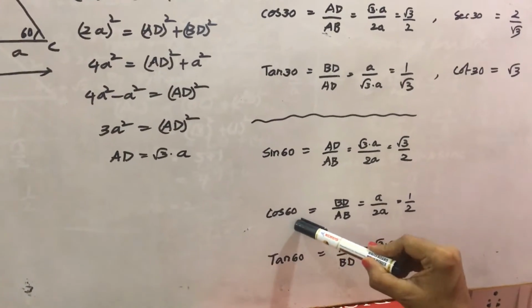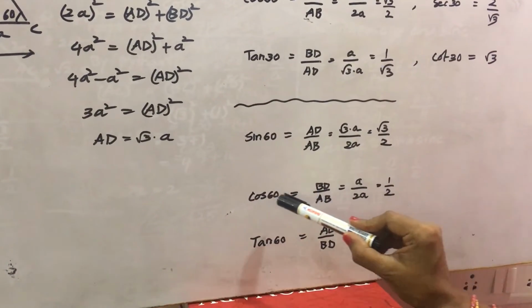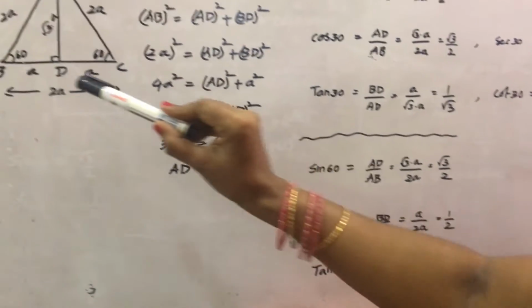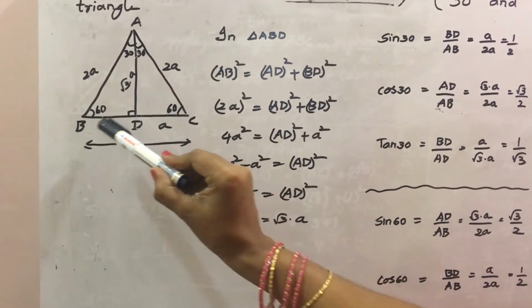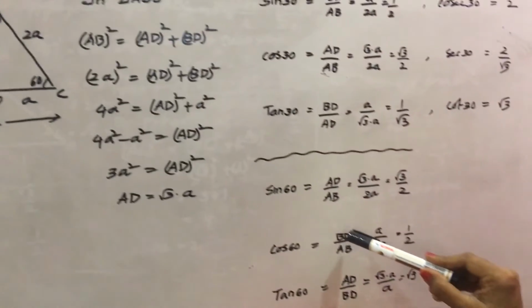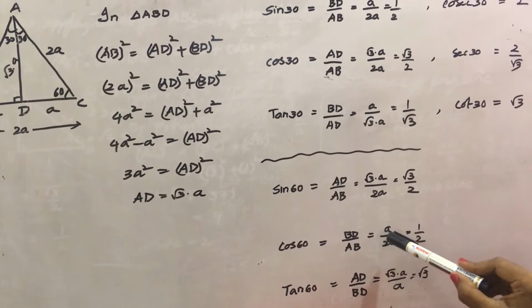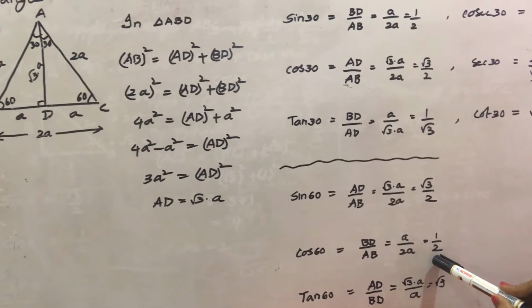Next, if we take cos 60, by the definition we can write adjacent side to 60 degrees by hypotenuse. What is the adjacent side to 60 degrees? BD by hypotenuse AB. BD is equal to, we know, length A, and AB is equal to 2A. If you cancel A and A, we will get 1 by 2.